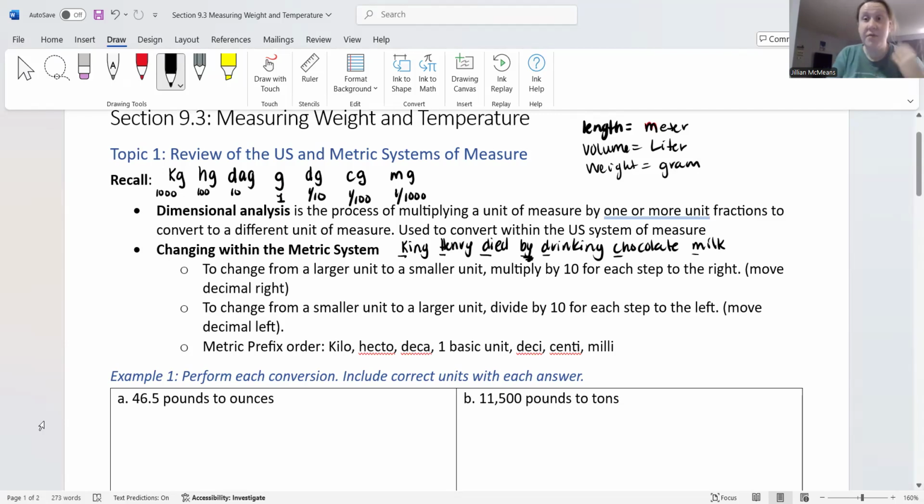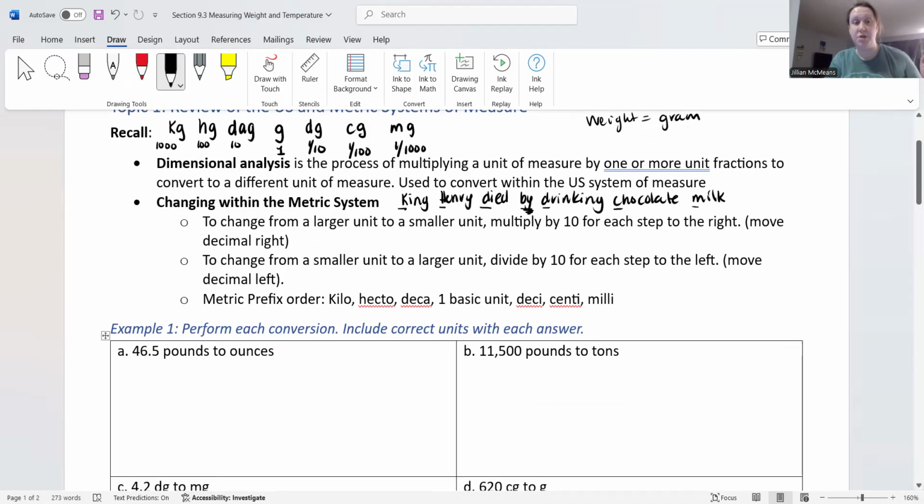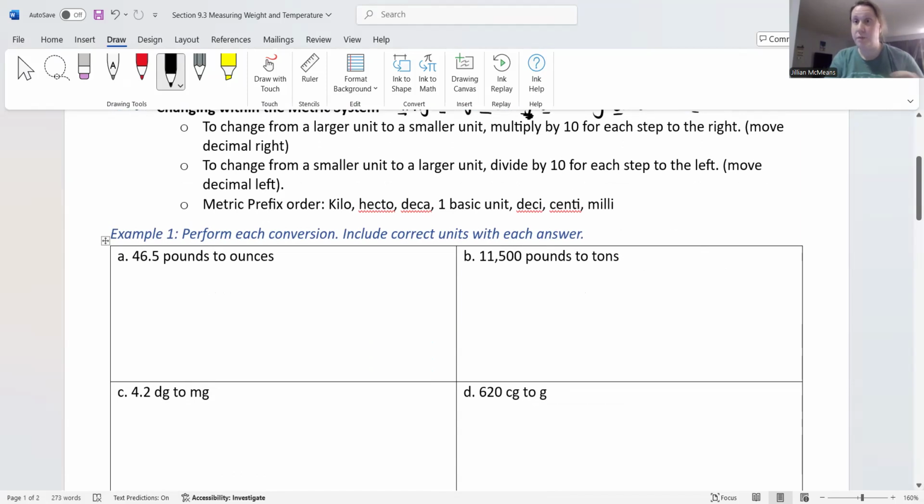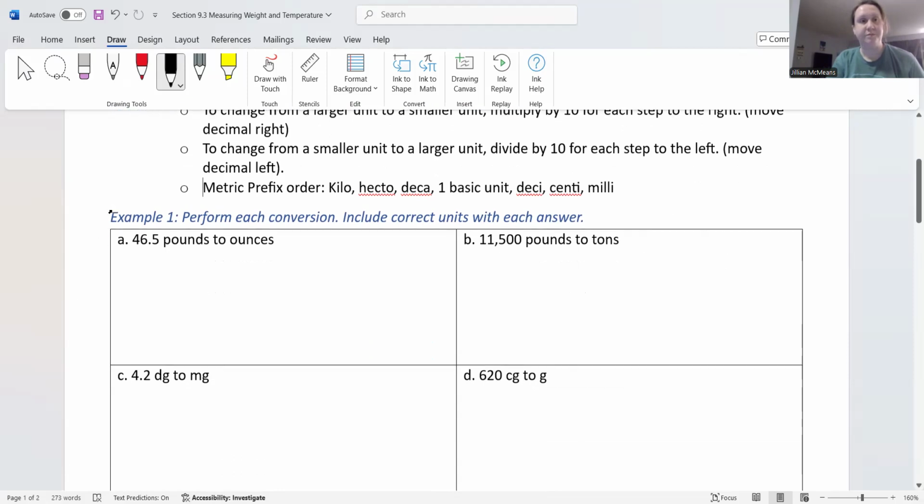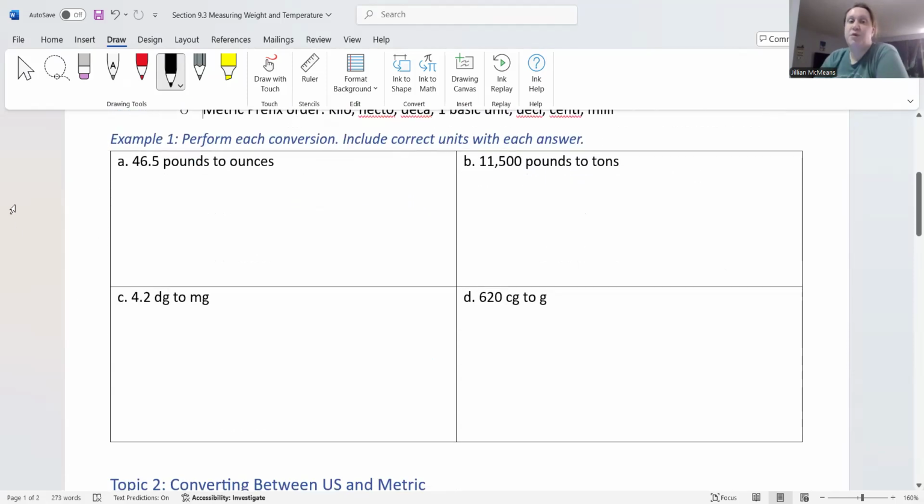Okay, so with all of that said, that was a little bit drawn out, but let's practice some really basic conversions. We're going to do two US to US, two metric to metric, and then we're going to get into some of the weirder stuff from this section. So example one says perform each conversion, include units with each answer. We do not have any directions on rounding, so if we need to round, we'll just go 1 or 2 decimal places. First up, we have 46.5 pounds to ounces, and then next we have 11,500 pounds to tons, and then we have decigrams to milligrams, centigrams to grams.